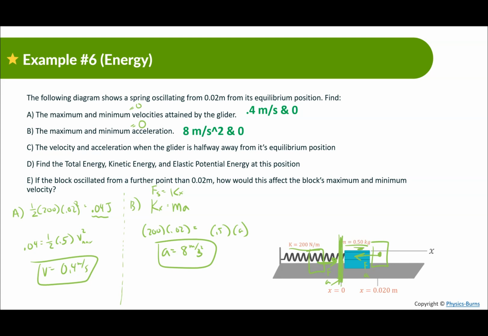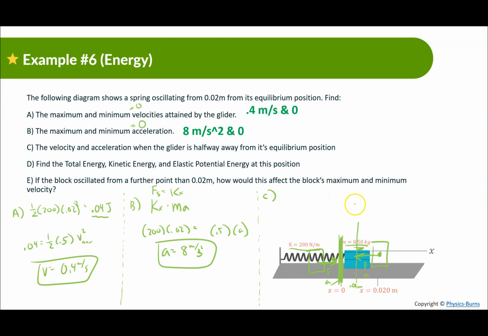All right. Part C. The velocity and acceleration when the glider is halfway from its equilibrium position. Ooh. So this is going to be a little bit tricky. Well, I shouldn't say tricky, it's just going to take a while. Okay, so we know when it's halfway, that's going to be like here. That's going to be 0.01 meters.